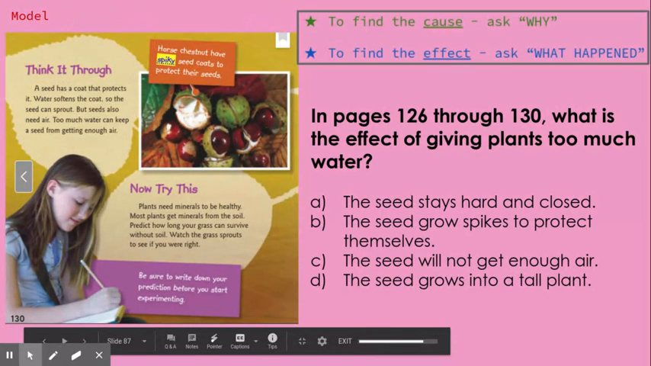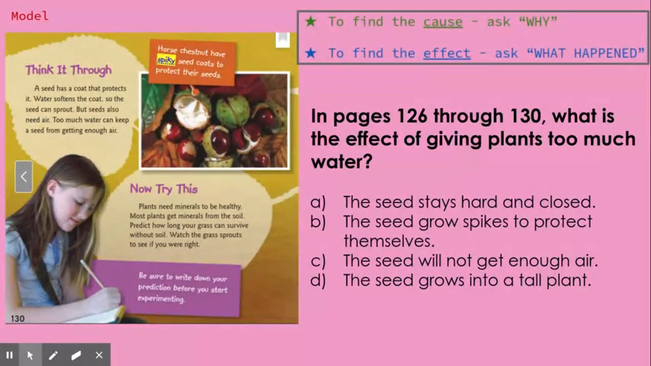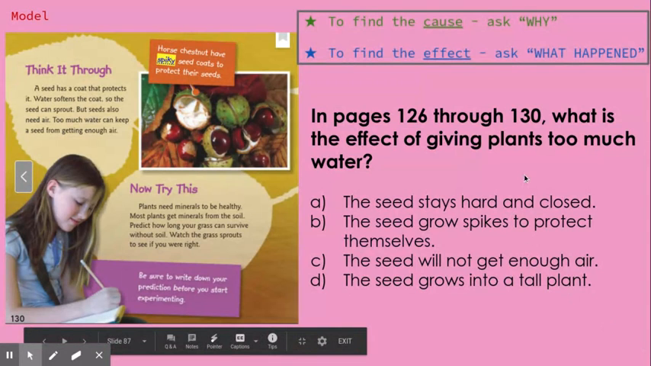Okay, so now we looked at pages 126 through 130. Those were the pages about if a seed can get too much water. So in pages 126 through 130, what is the effect of giving plants too much water? A, the seed stays hard and closed. B, the seed grows spikes to protect themselves. C, the seed will not get enough air. Or D, the seed grows into a tall plant. If you said C, you are correct.